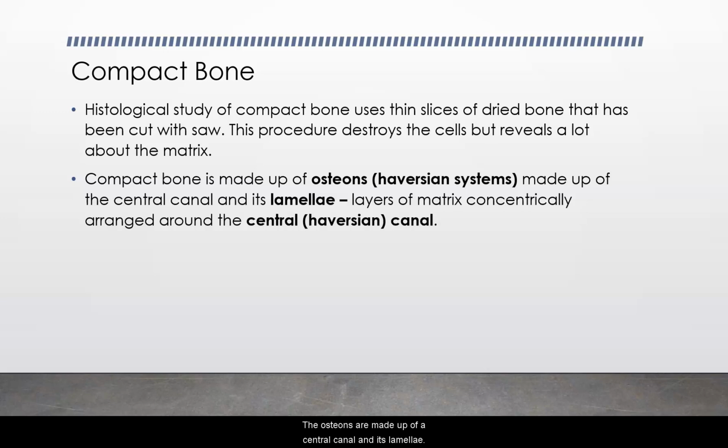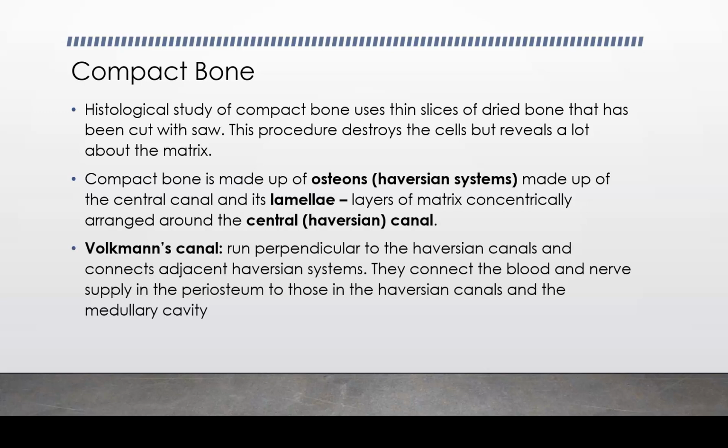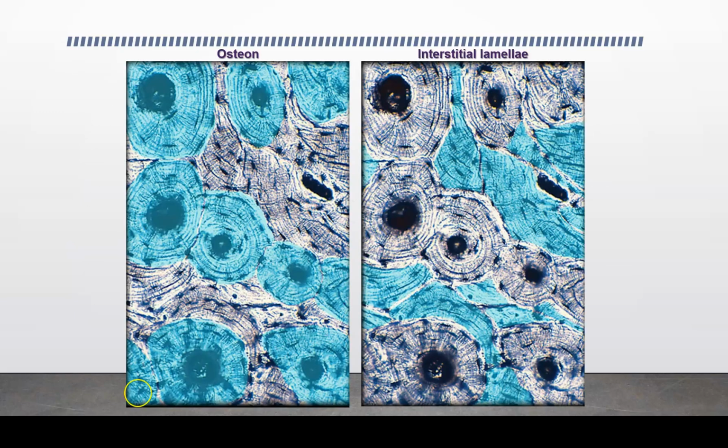And the osteons are made up of a central canal and its lamella, which are layers of matrix that are concentrically arranged around the central canal. They also have something called a Volkmann's canal, and Volkmann's canals run perpendicular to the haversian canals and connect adjacent haversian systems. They connect the blood and the nervous supply in the periosteum to those in the haversian canals and the medullary cavity.